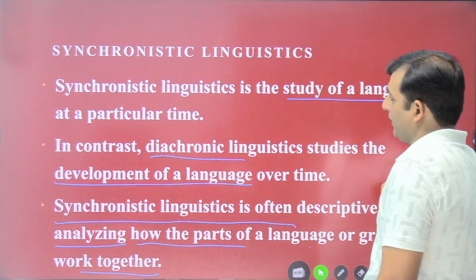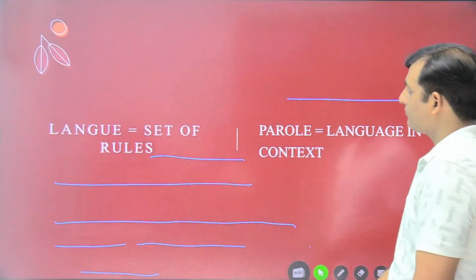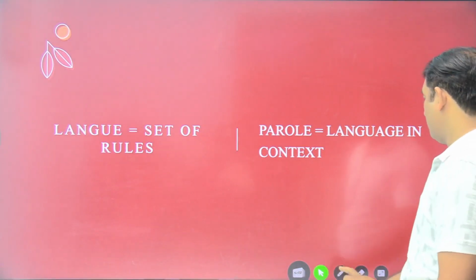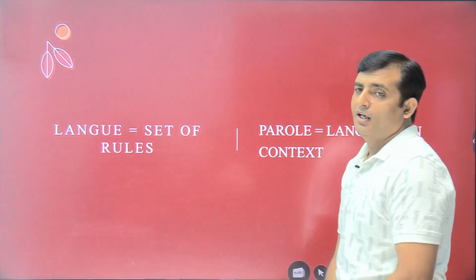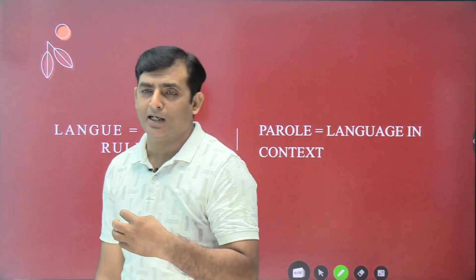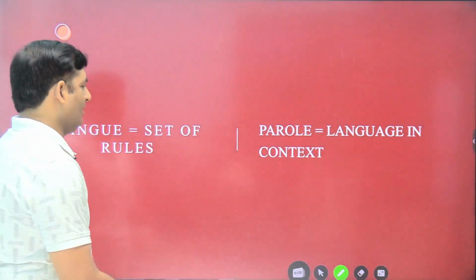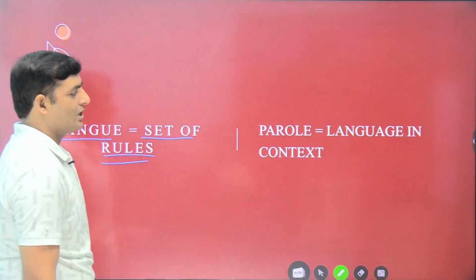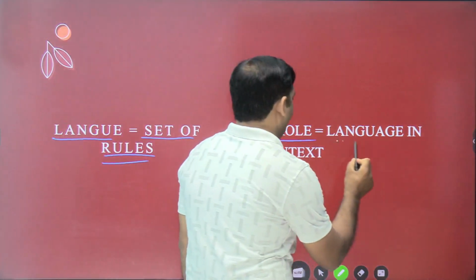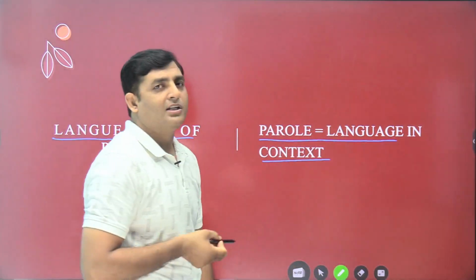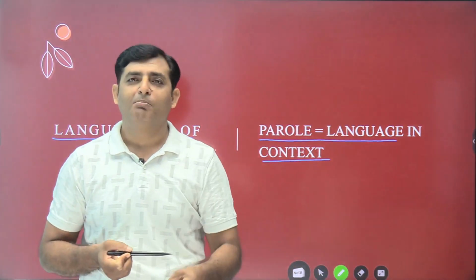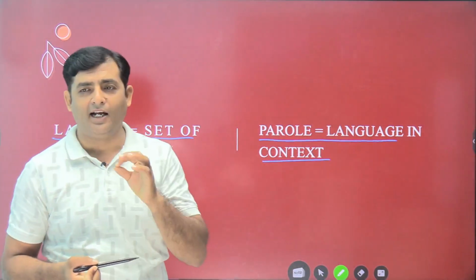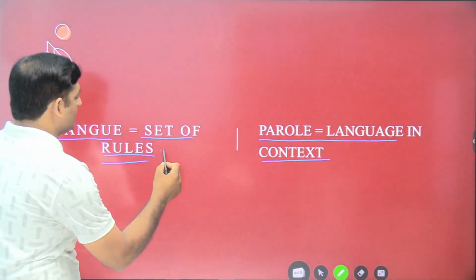Alright, let's proceed. Another two terms given by Ferdinand de Saussure: langue and parole. Langue means set of rules, and parole means language in context. Parole is called live language, and langue is called set of rules. It is grammar.